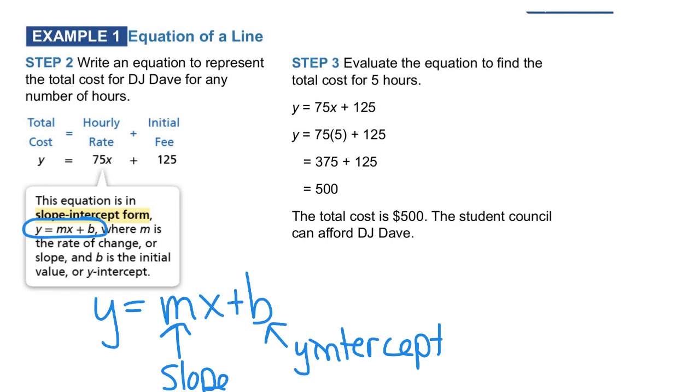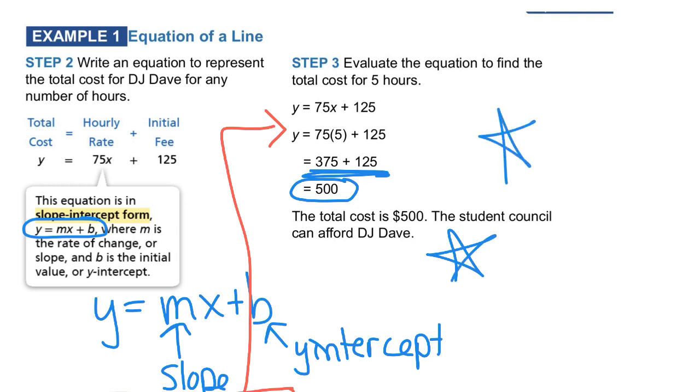The question is, can they afford to have him play for 5 hours? So we are going to take this beautiful, gorgeous equation, and we are going to plug it in with a 5 for 5 hours, and we simply multiply. 75 times 5 hours is 325, plus that initial setup fee of $125 means DJ Dave is going to earn $500, and the student council just coincidentally has $500. So yippee skippy, Dave, you're hired.